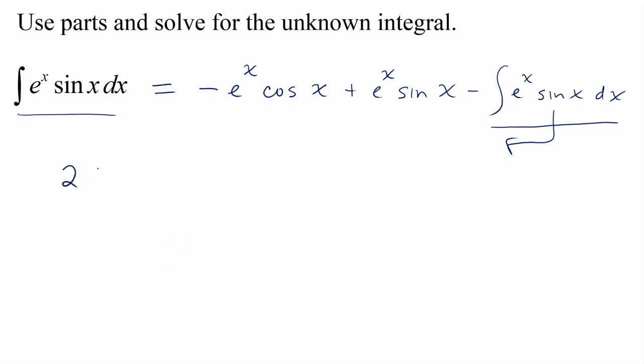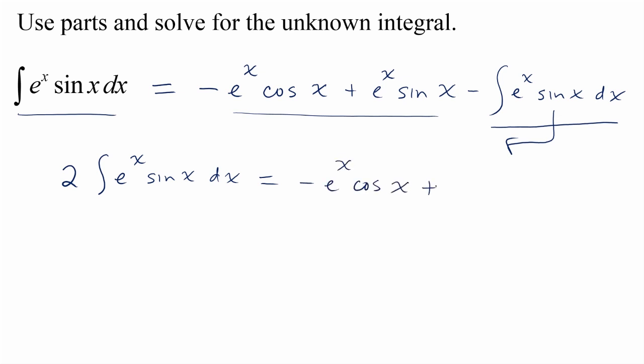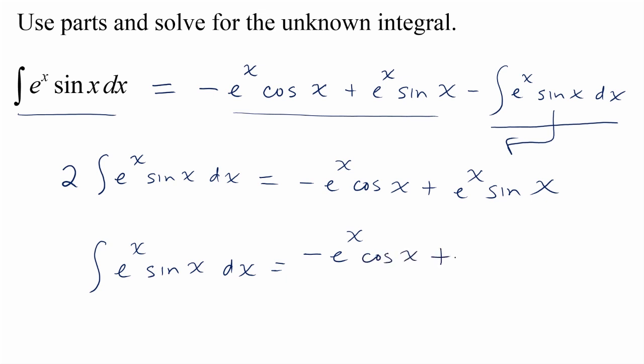So we now have 2 times the indefinite integral of e to the x sine x dx equal to what's left with the right hand side, which is negative e to the x cosine x plus e to the x sine x. And now we can simply divide both sides by 2. So the problem that we started with, which is the integral e to the x sine x dx, is equal to the right hand side, negative e to the x cosine x plus e to the x sine x all over 2 plus some constant c.